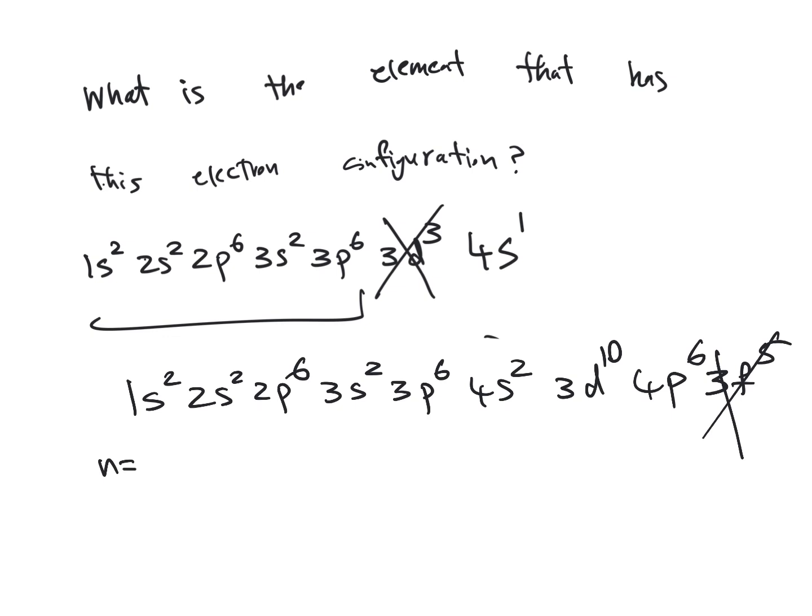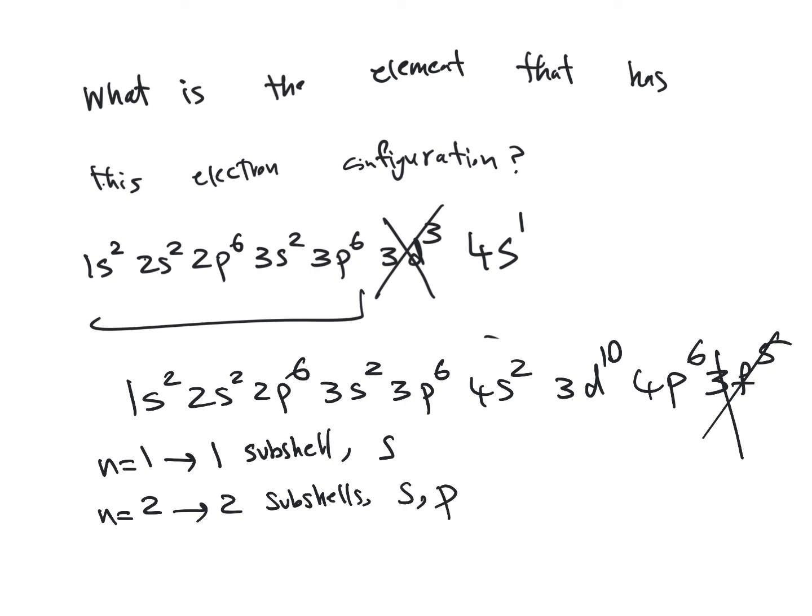When n equals 1, you have one subshell, which is s. When n equals 2, you have 2 subshells, and those are s and p. When n equals 3, you have 3 subshells, and those are s, p, d. So you don't have 3f. You don't have 1p, right? You don't have 2d. Good? Questions?